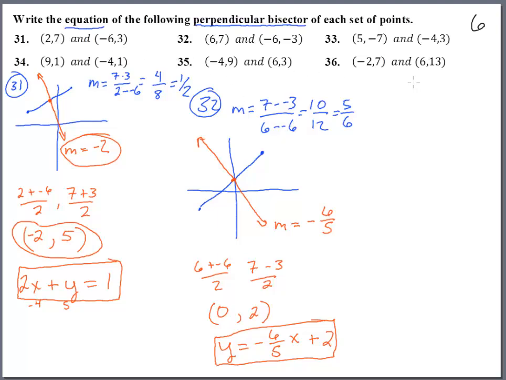And the final one. Without drawing this, the slope of the segment connecting them is going to be -7 minus 3 over 5 minus a minus 4. So it's going to be -10 over 9.